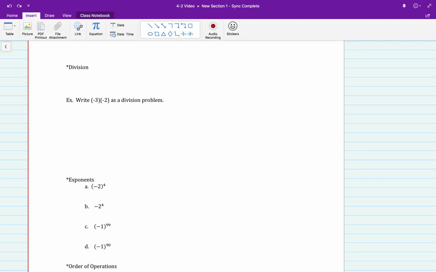So to illustrate that, I've got this problem here, -3 times -2. I want you to write it as a division problem. So it's multiplication, and the inverse of multiplication is division. So that's the reason I can do that. The answer to this multiplication problem is 6. That is the product. So I'm going to take the answer and write it as a division problem. So it can be divided by either one of these factors. So I'll just choose -3 to start with. And so the answer to my division problem then is -2.